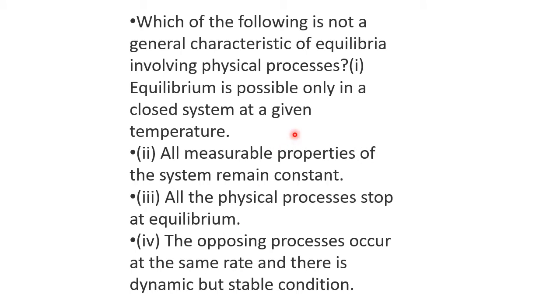Which of the following is not a general characteristic of equilibria involving physical processes? Number 1: equilibrium is possible only in a closed system at a given temperature. 2: all measurable properties of the system remain constant. 3: all the physical processes stop at equilibrium. 4: the opposing processes occur at the same rate and there is a dynamic but stable condition. Kindly go through once again.